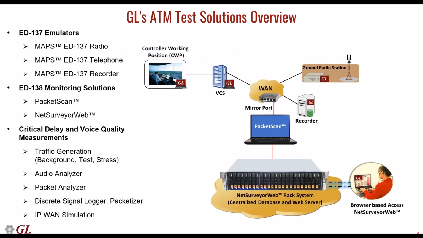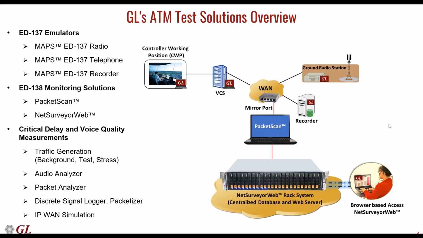Our ATM test solutions are broadly categorized into three categories. The first category is the emulators, where we have three emulators: the radio emulator, which simulates the air to ground calls; the telephone emulator, which simulates the ground to ground calls; and the recorder, which simulates the recorder sessions for both air to ground and ground to ground voice communications. We'll look into more details of these products later.